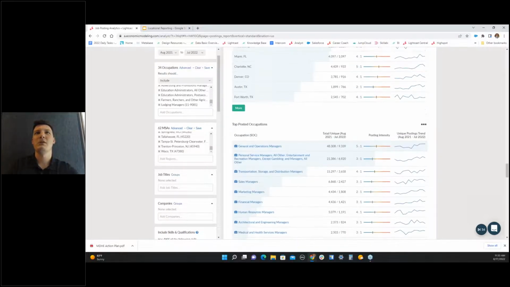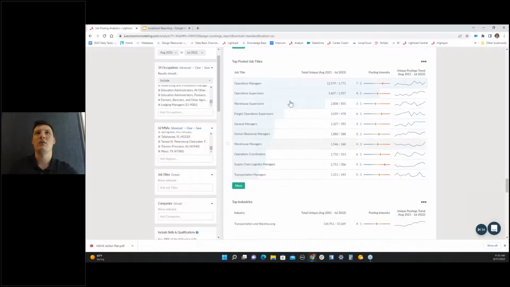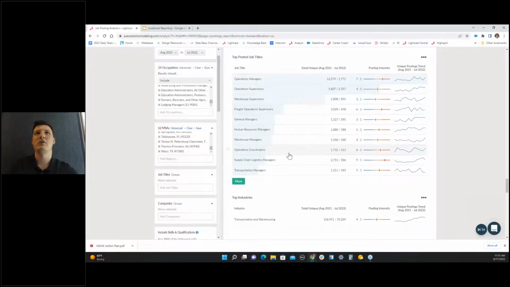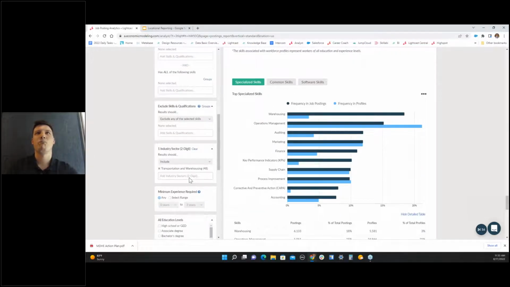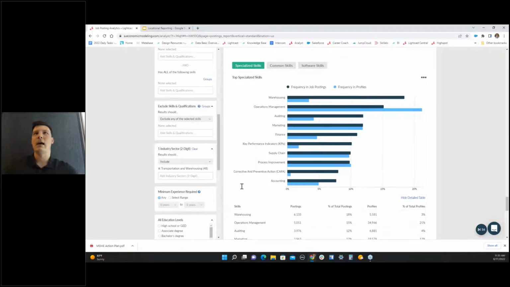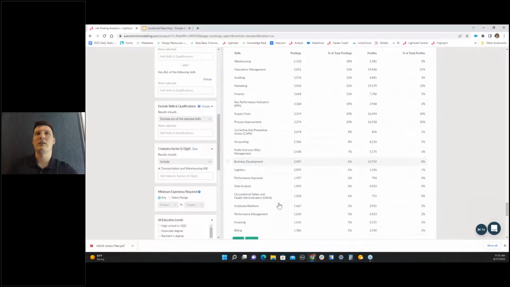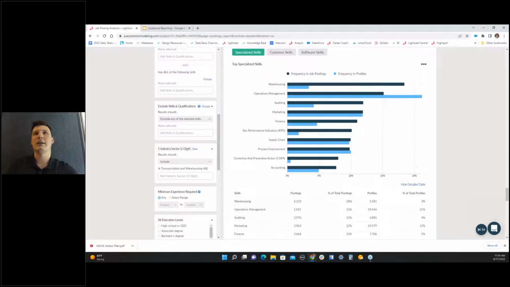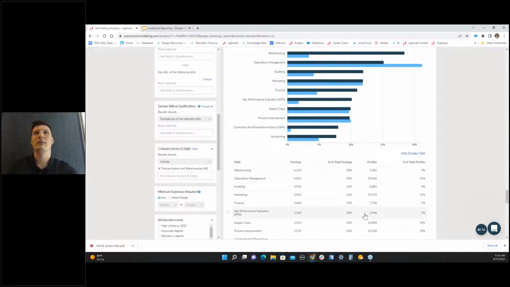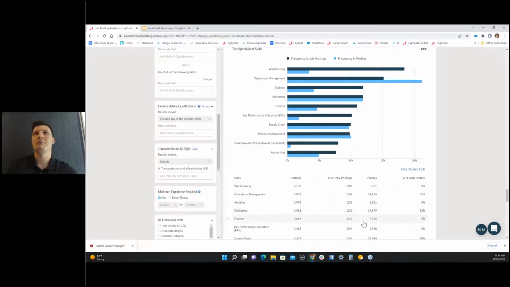Delta Airlines, UPS. We can understand what job titles, so operations managers, freight operations supervisors, and then again those skills. So again, a gap in skills for warehousing, a gap in skills for auditing, a little bit of oversupply for operations management, right on the money for marketing, on the money for process improvement and supply chain. But here's an opportunity to go in, explore some of these more unique skills and understand what about these regions we might want to look into to inform our program development.